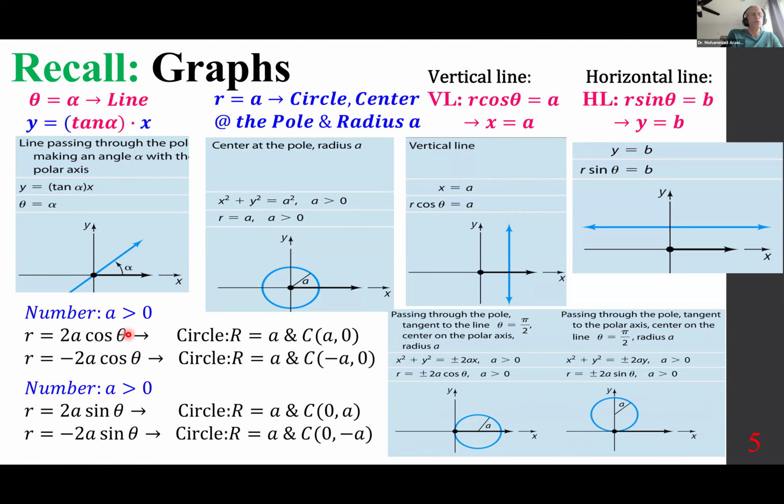And the following are all circles: r equals 2a cosine theta or minus 2a cosine theta, r equals 2a sine theta or minus 2a sine theta. They are all circles with the radius being half of 2a, or half of the absolute value of that, the number sitting in front of cosine or sine, half of that. If it's cosine, the center is along the x-axis. If it's sine, it's along the y-axis. That's all.